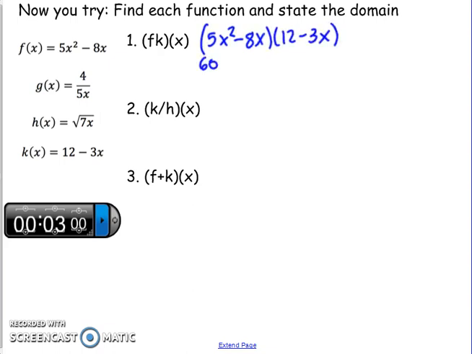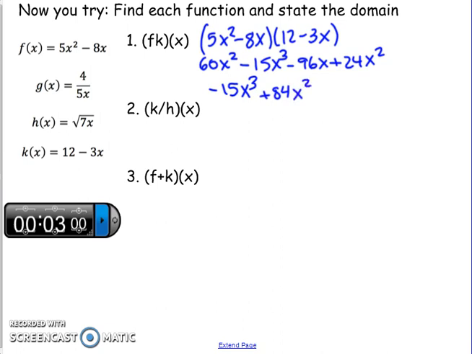So I get 60x squared minus 15x cubed minus 96x plus 24x squared. And I'm just going to combine my like terms. So I'm going to put this in standard form just because you don't have to, but we want to combine our like terms. So 60 and 24 is going to give us 84 x squared minus 96x. Okay, and then this is a cubic function, so our domain is going to be all real numbers.